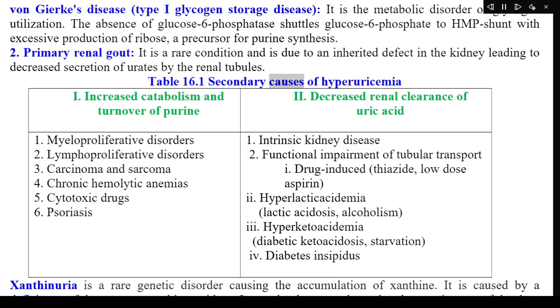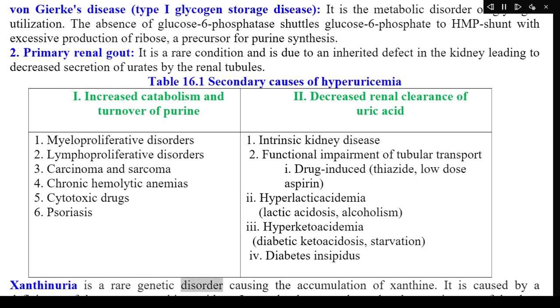Table 16.1 Secondary causes of hyperuricemia. 1. Increased catabolism and turnover of purine: myeloproliferative disorders, lymphoproliferative disorders, carcinoma and sarcoma, chronic hemolytic anemias, cytotoxic drugs, and psoriasis. 2. Decreased renal clearance of uric acid: intrinsic kidney disease, and functional impairment of tubular transport. This includes drug-induced causes, thiazide, low dose aspirin; hyperlactic acidemia, lactic acidosis, alcoholism; hyperketoacidemia, diabetic ketoacidosis, starvation; and diabetes insipidus.